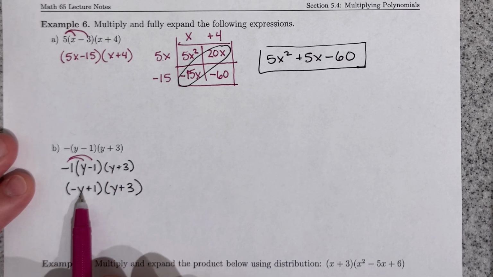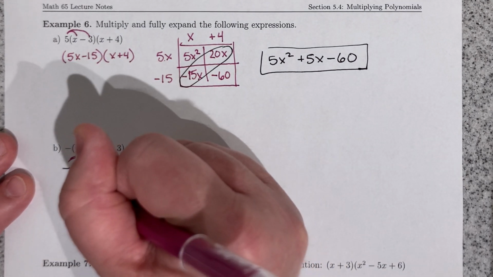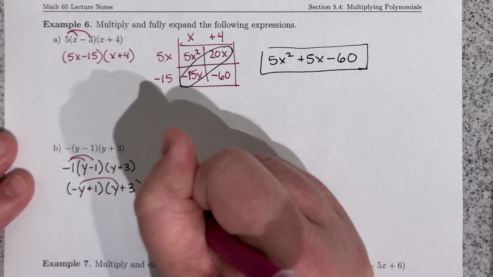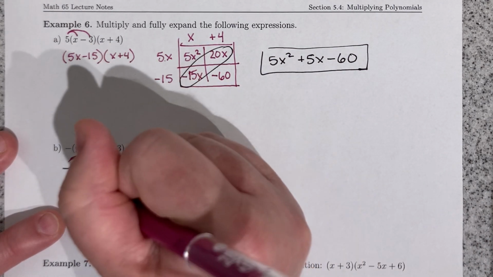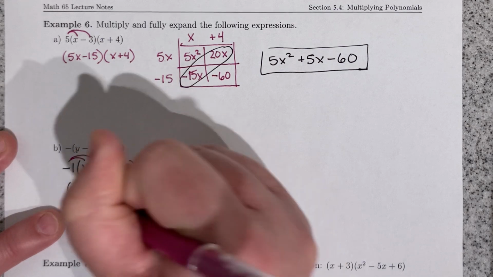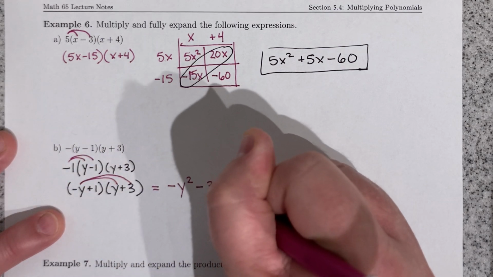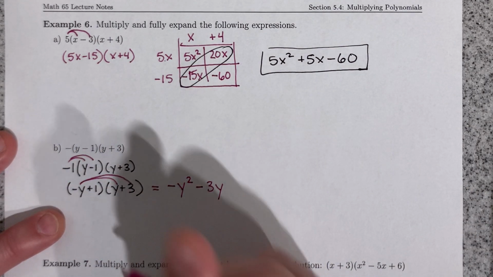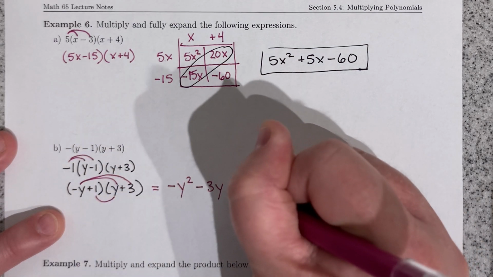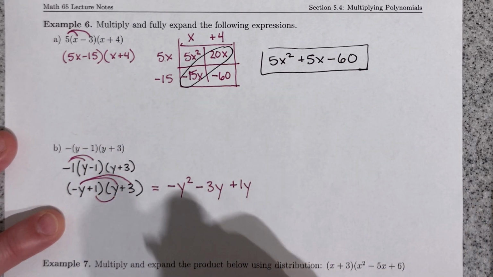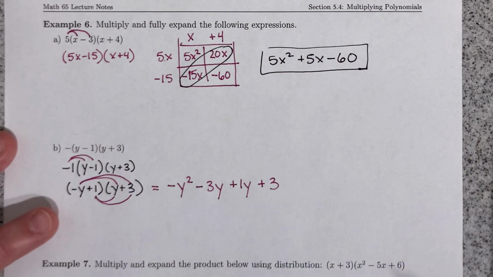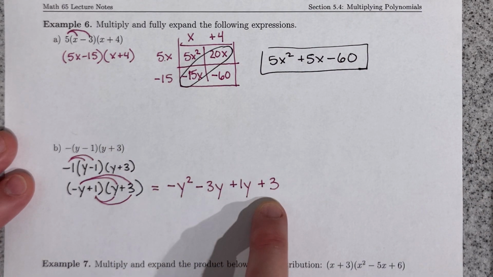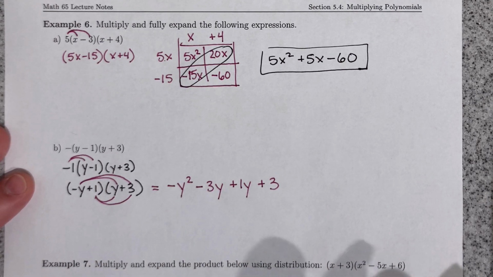So first is negative y times positive y. That would be negative y squared. Outside, negative y times 3 makes negative 3y. Inside, plus 1y. And then finally, 1 times 3 makes plus 3. But those are the exact 4 things you would have gotten if you had organized it in a box as well.